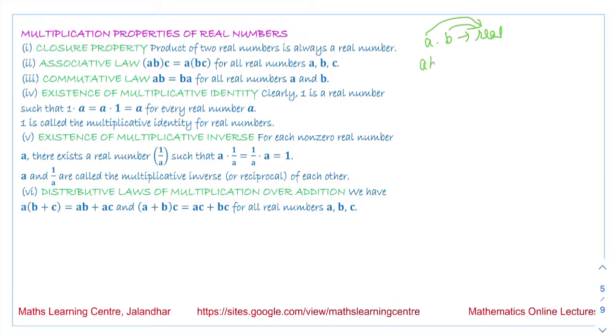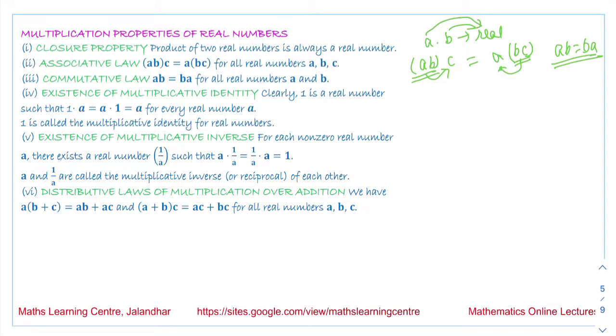Associative means if we multiply a into b with c, the answer is a b into c. Either you first multiply AB then multiply it with C, or you multiply BC and multiply it with A. The answer in both these cases is the same. Third property we have seen, it is AB is equal to BA. Commutativity also holds for multiplication in real numbers.